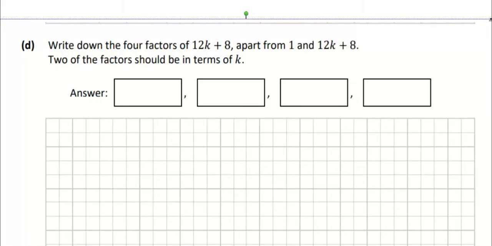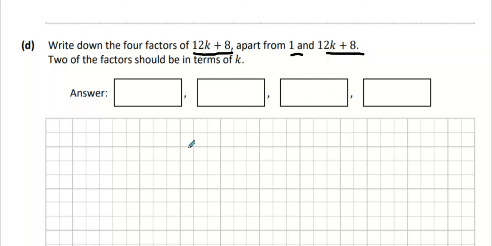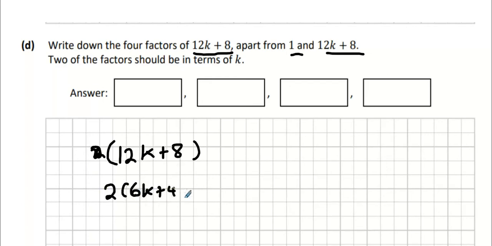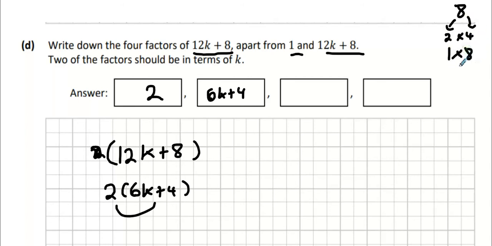Okay, next one. Write down 4 factors of 12k plus 8 apart from 1 and 12k plus 8. Well, with 12k plus 8, a factor is anything that will divide into it. So technically 2 is a factor because when I divide it by 2, it's 6k plus 4. So 2 could be a factor, and obviously 6k plus 4 is a factor because when you multiply them together you get the original term. In the same way, factors of 8 are 2 and 4 and 1 and 8 because when you multiply them together you get 8. We could also divide this by 4.